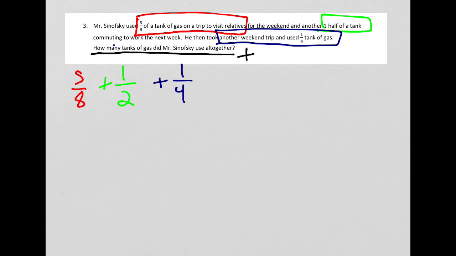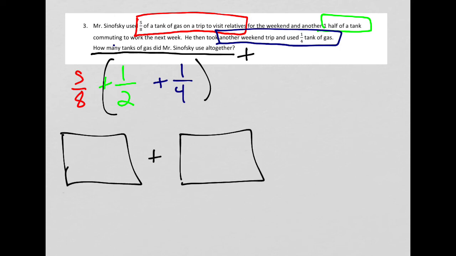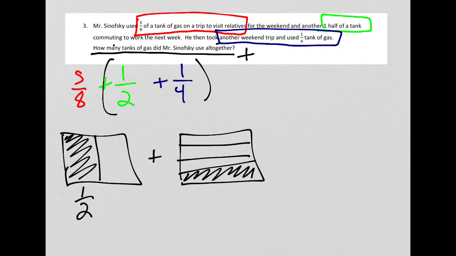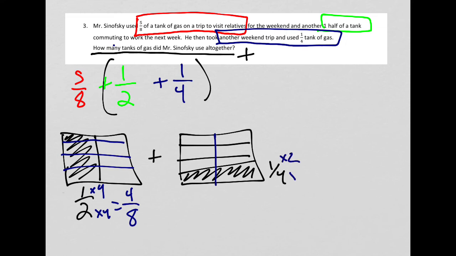So I think I'm going to do 2 and then add the third one. I'm going to start with the smaller numbers first, because I think that's going to be easier for me. So I'm going to do 1/2 plus 1/4. I'm going to start with my 1/2 and then my 1/4. And then, just like before, we're going to find equivalent fractions. So we times by 4, and so we have 4/8. And then times by 2, and we get 2/8. So now I have 4/8 plus 2/8, which is going to give me 6/8.